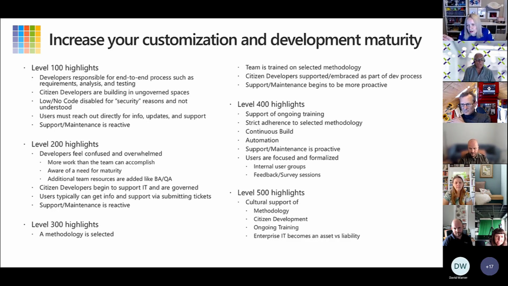And by the top of the maturity curve, I think one of the things that was mentioned when we caught up yesterday, which was really interesting to me, was this concept of enterprise IT being seen as an asset rather than a liability. And Sharon or Simon, I don't know if you want to expand on that one a little bit more.